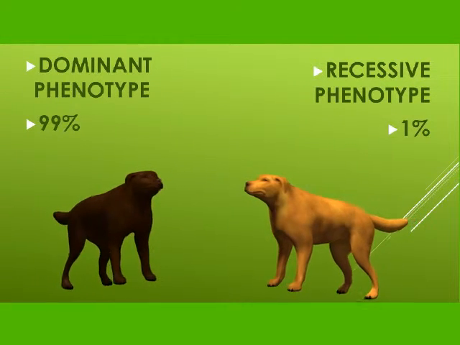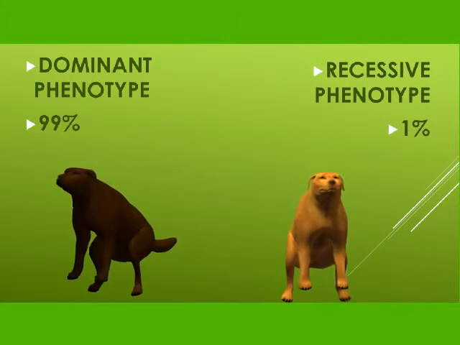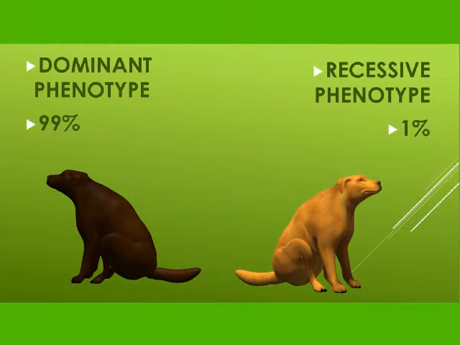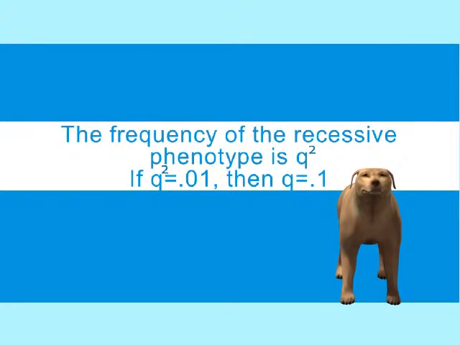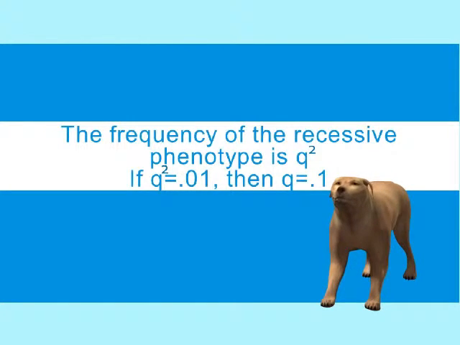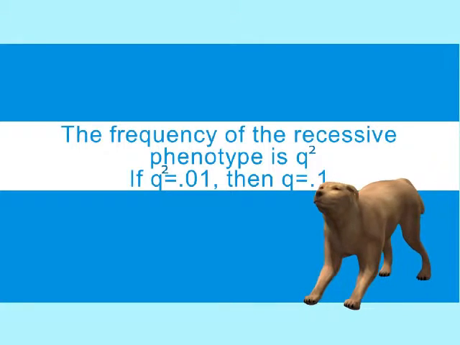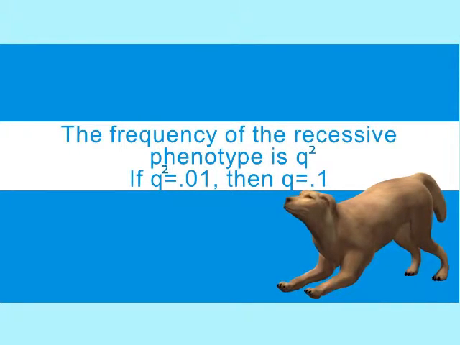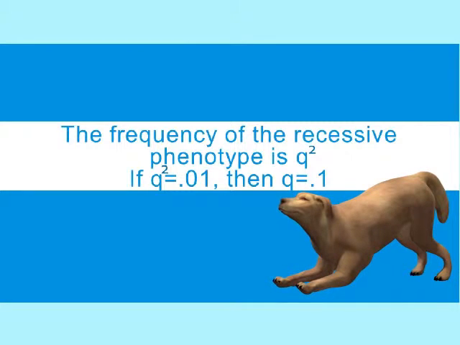Consider a population where 1% of the individuals display the recessive phenotype. Given that the frequency of the recessive phenotype in a Hardy-Weinberg equilibrium is equivalent to Q squared, in a population where 1% possess the recessive phenotype, Q squared, the frequency of the Q allele would be 0.1.